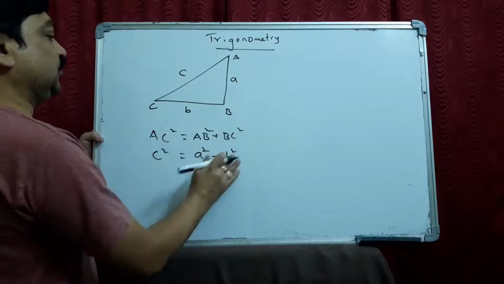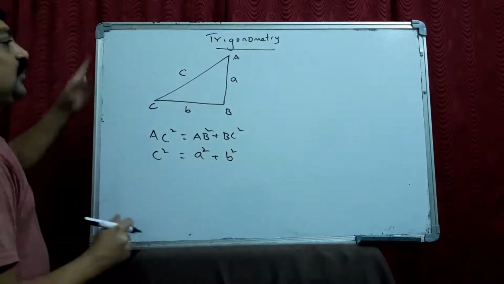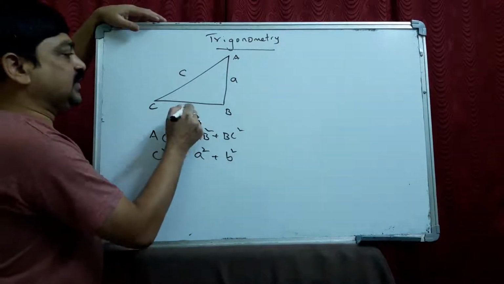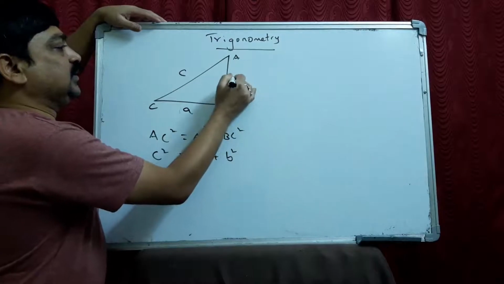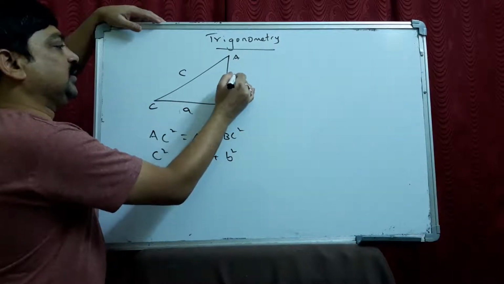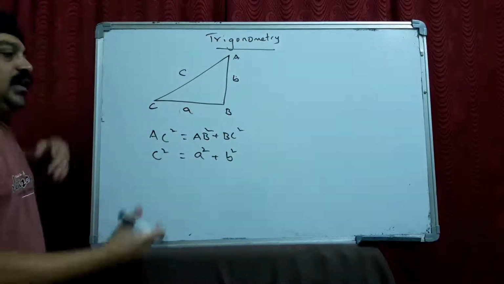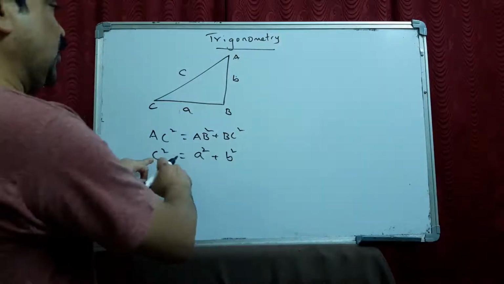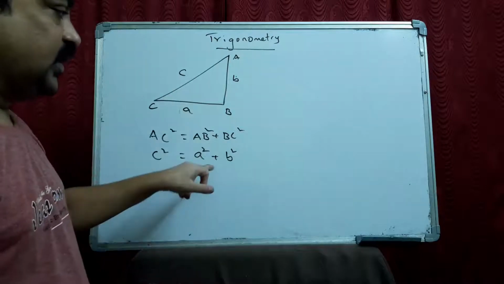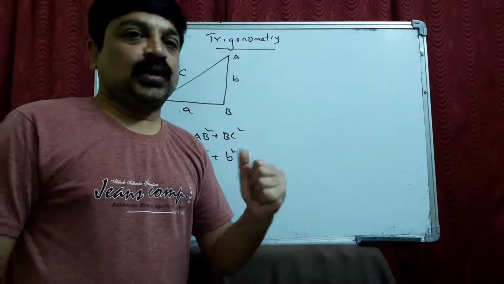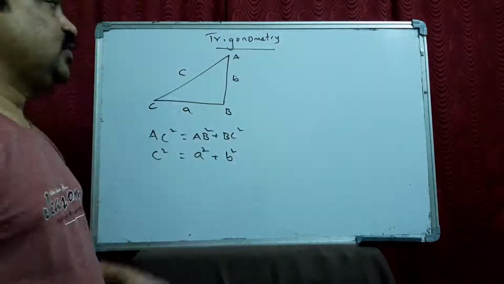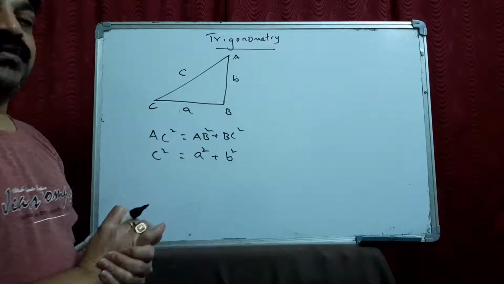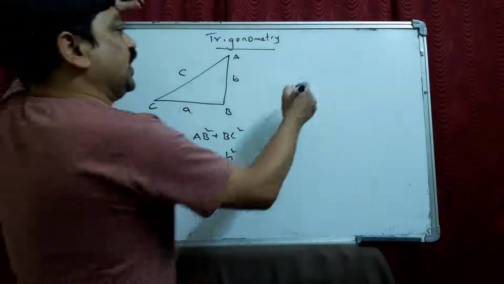You can take this as A and this as B, anything you can take. So if one of the sides is unknown, then you can find out the unknown side using this formula. This is Pythagoras Theorem. So after finding this, what happens? Suppose I will give you an example.